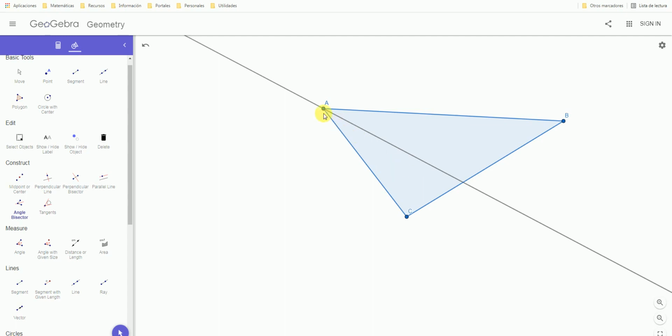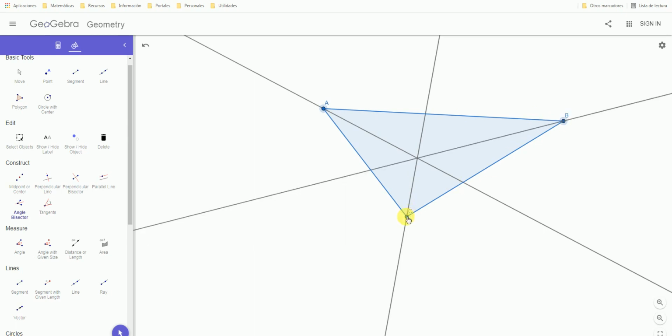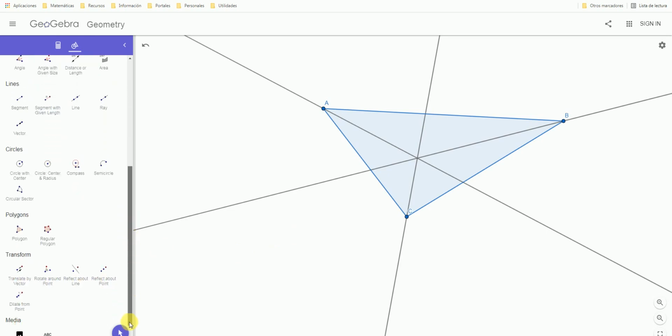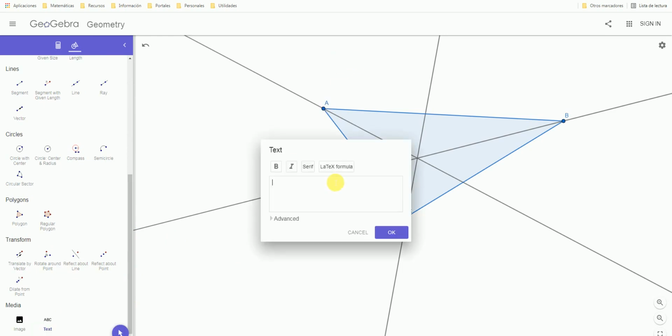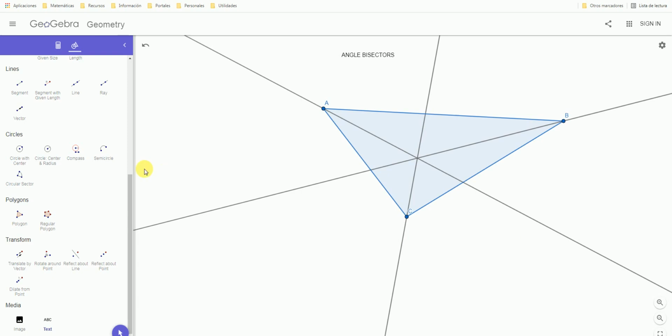Okay, let's draw the other two angle bisectors. This is the angle bisector of angle C, and this is the angle bisector of angle B. Let's write the name, angle bisectors. And we have three, one for each angle.